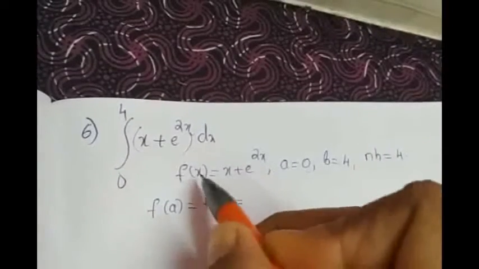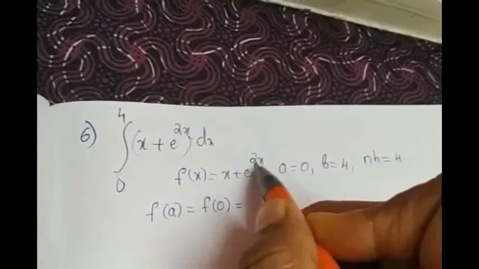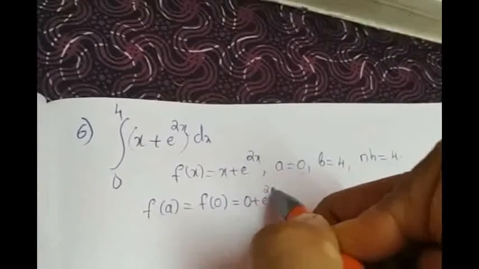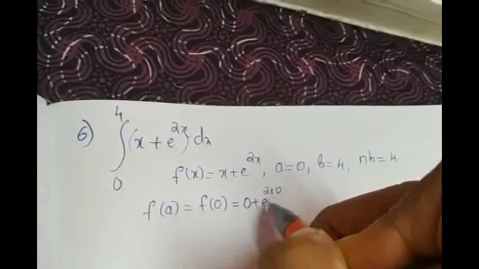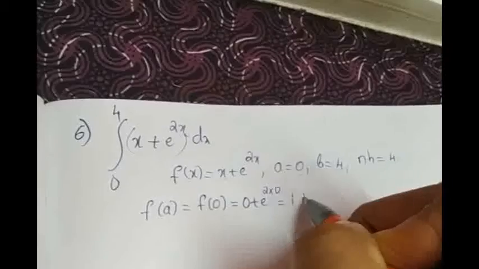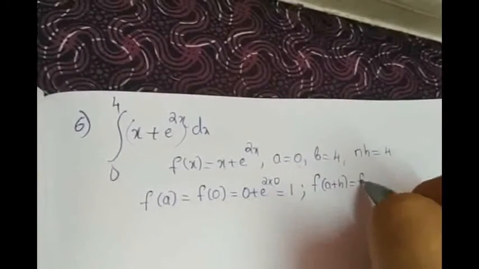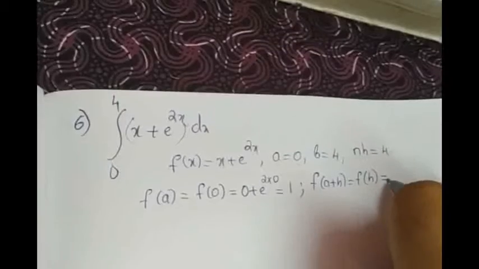Okay, f of 0: f of x is x plus e raised to 2x. So 0 plus e raised to 2 into 0. 2 into 0 gives you 0, that is e raised to 0, which gives you the value 1. Again find f of a plus h. f of a plus h will be f of 0 plus h, which is f of h itself.